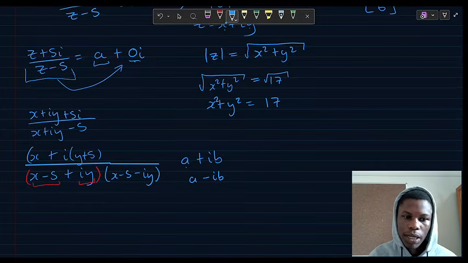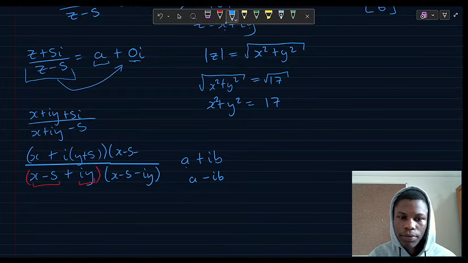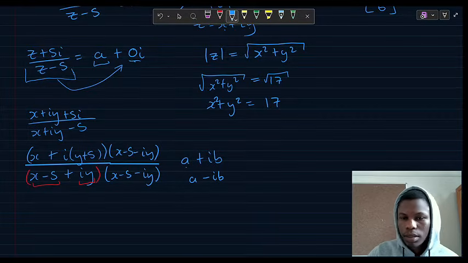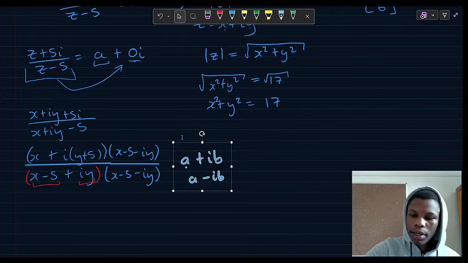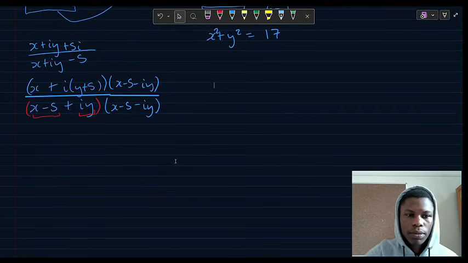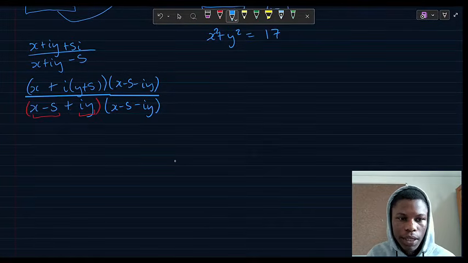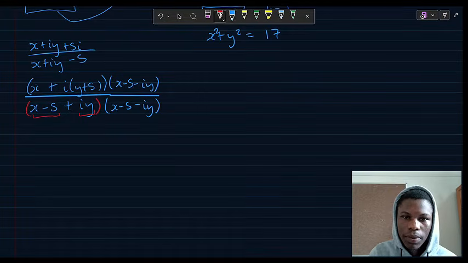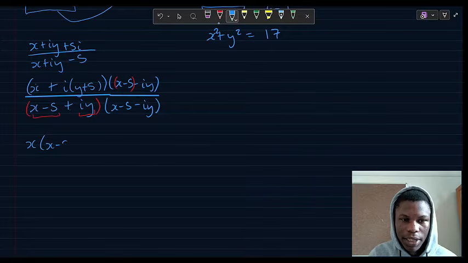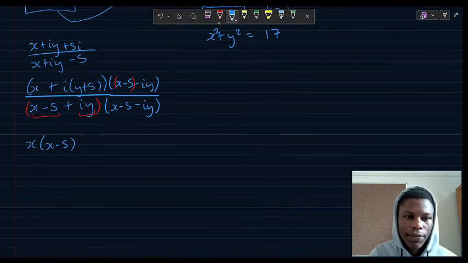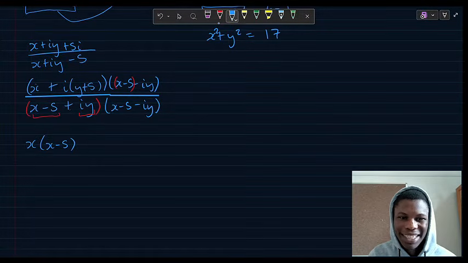And we also multiply the numerator, x minus 5 minus iy. Let's erase this. And then we simplify. So I've got this x multiplying, I'm going to put a bracket on the x minus 5. I've got this x multiplying the x minus 5 bracket. So x times x minus 5. And then I've got the x multiplying the minus iy. So I've got minus xyi.